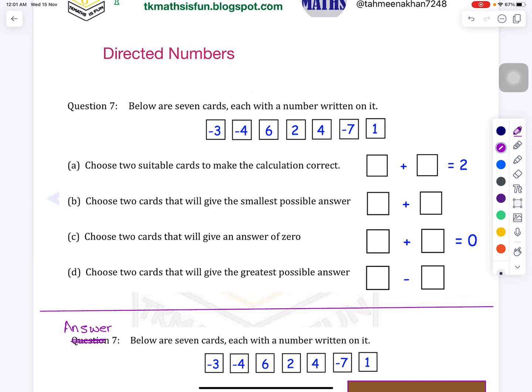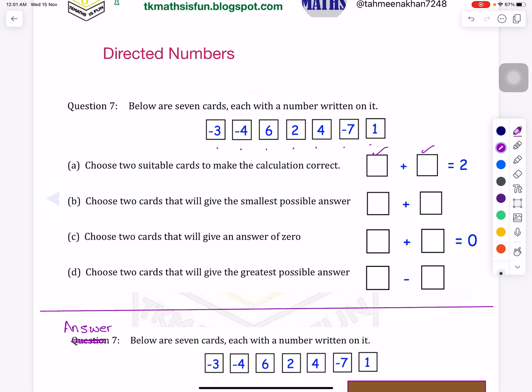Below are 7 cards, each with a number written on it. So you can see here 1, 2, 3, 4, 5, 6, 7. Now there are four questions given here. Part A, choose 2 suitable cards to make the calculation correct. So you have to put cards here so that the answer is 2. Now you have to decide. If you understood plus and minus, you can easily solve this question.